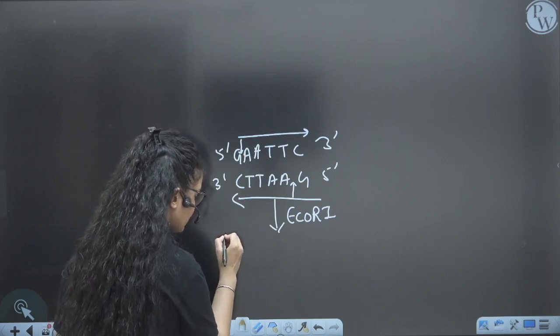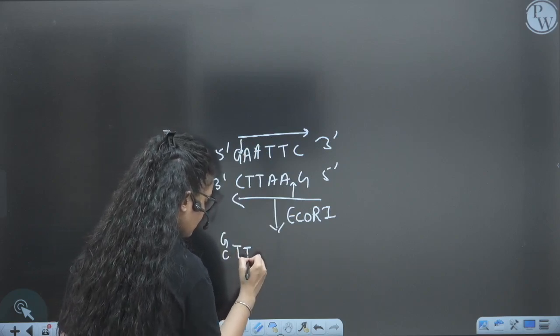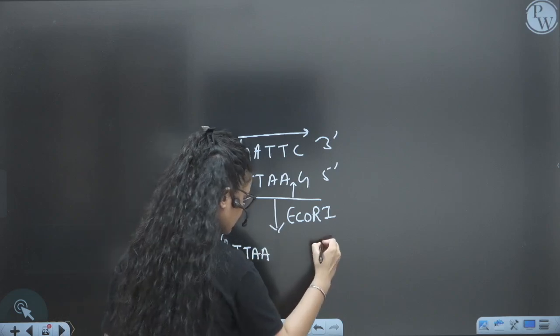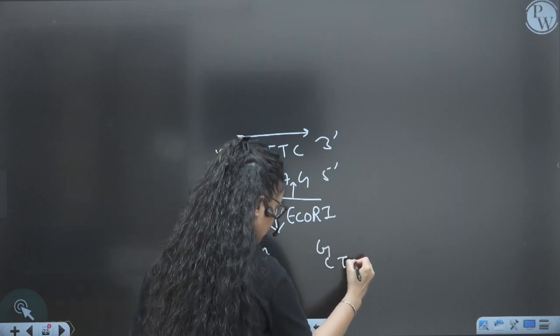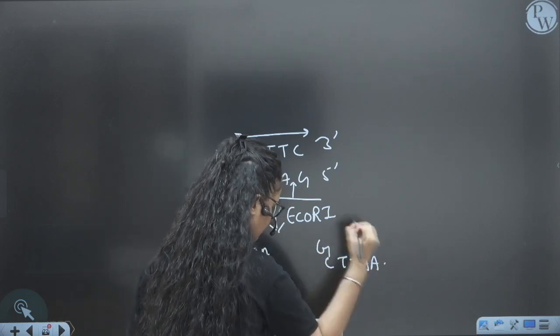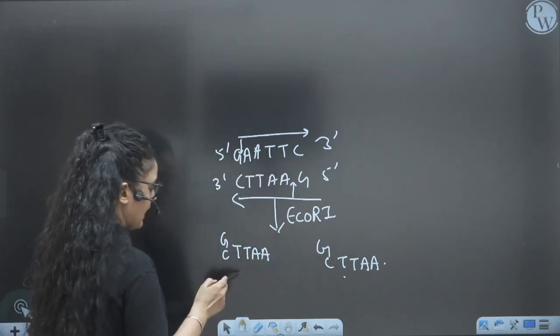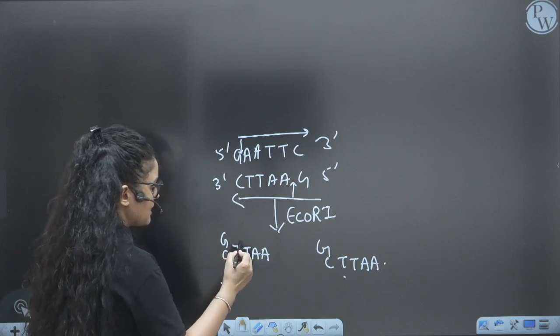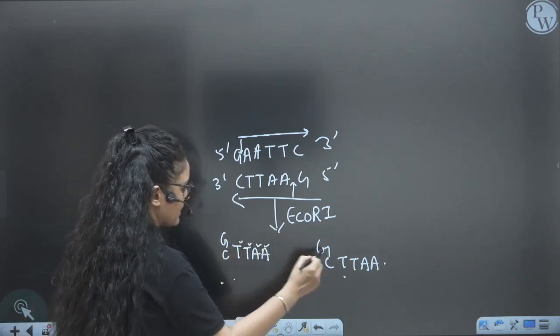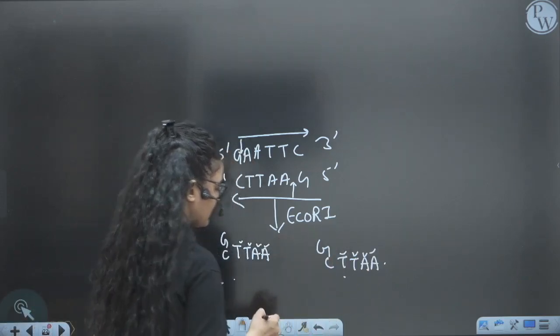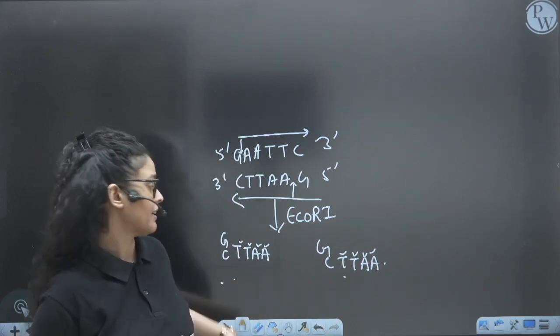So we will get this DNA sequence this way, right? We will get this product, and we will get this one. That means we are getting the single stranded overhang. So you can see we are getting the single stranded overhang.